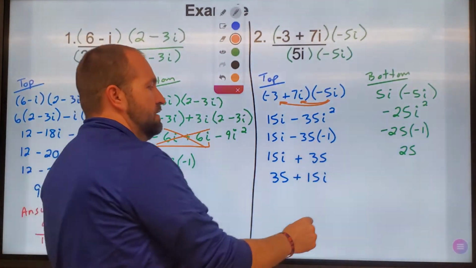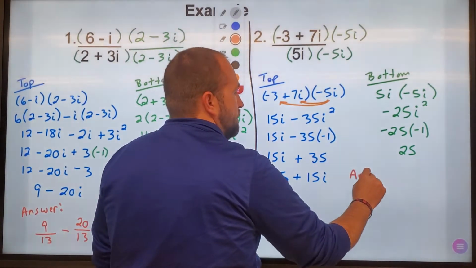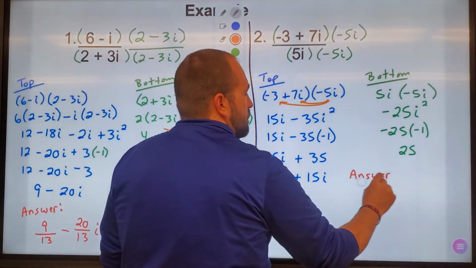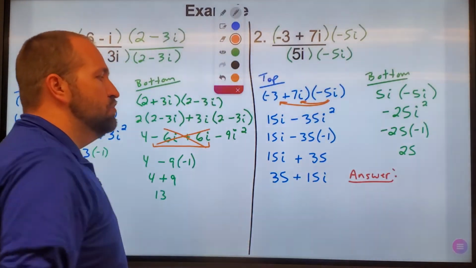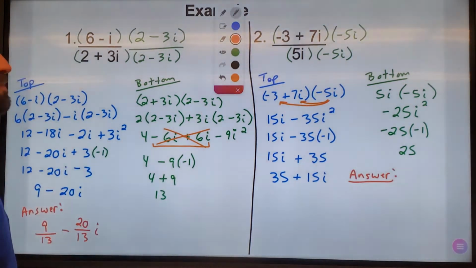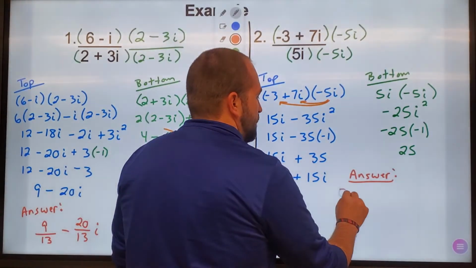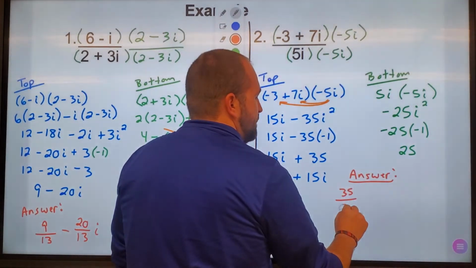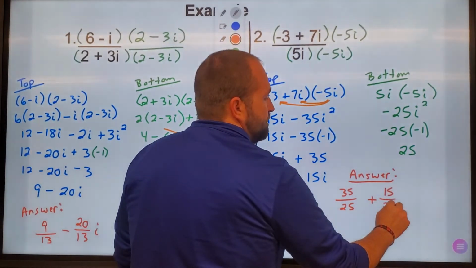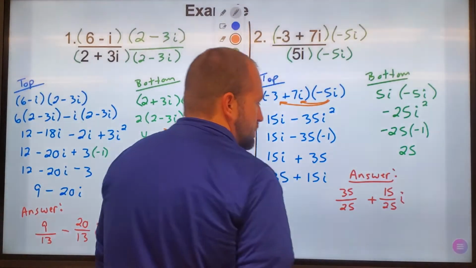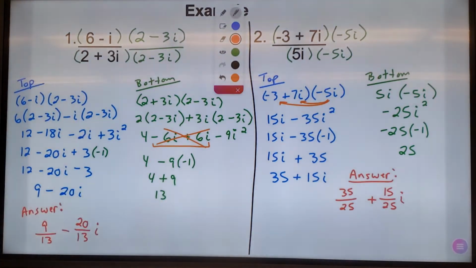And again, for my answer now, I'm going to take each part of this numerator, or the top, and divide it by the bottom. So I have 35 over 25 plus 15 over 25i. The difference between that one and this one is that here, these fractions were already reduced. I'm going to leave them as improper fractions. I don't want to see mixed numbers.